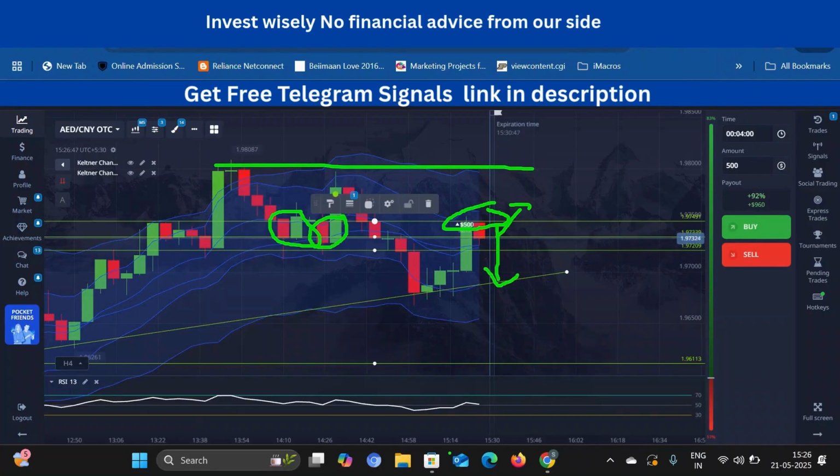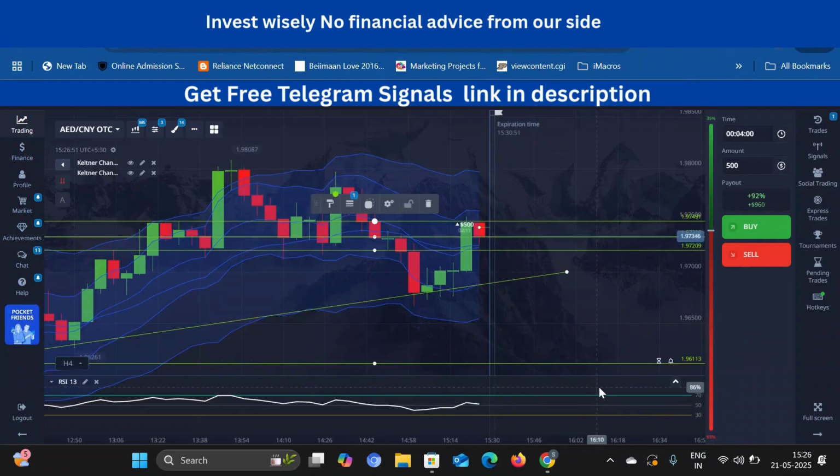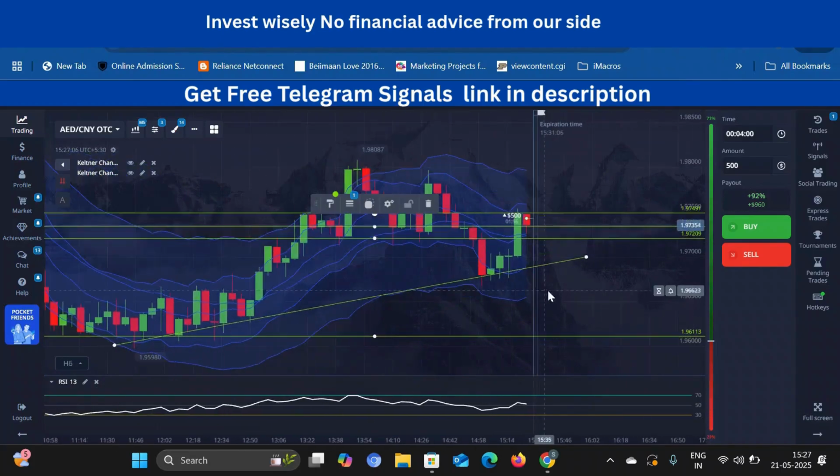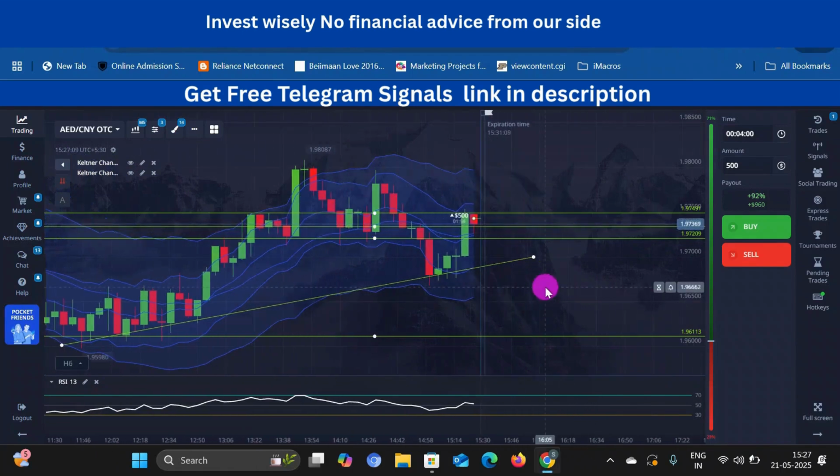If the price manages to break through this specific resistance level that I have marked, it is highly probable that it will continue to rise and reach the next significant level above. Conversely, if a bearish candle, meaning a candle that closes lower than it opens, indicating selling pressure, forms at this point, then the likelihood increases that the price will reverse direction and return to the previous support level.